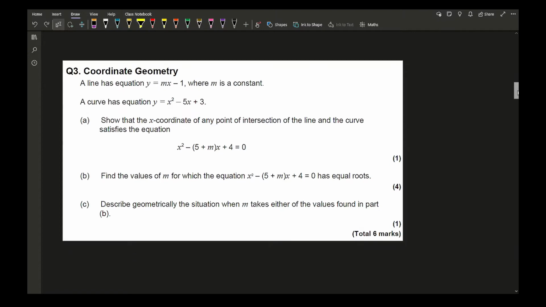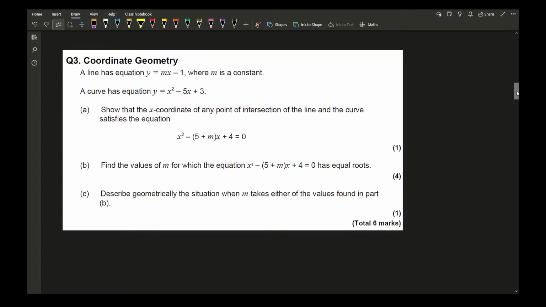So question 3 is coordinate geometry, and it says that a line has equation y equals mx minus 1, where m is a constant. The curve has the equation y equals x squared minus 5x plus 3. Show that the x coordinates, it should say, of any intersection. So straight away you see intersection, one topic that should come to mind is simultaneous equations. So what we need to do is substitute this equation into this equation. So let's have a look at doing that. So here they both equal y.